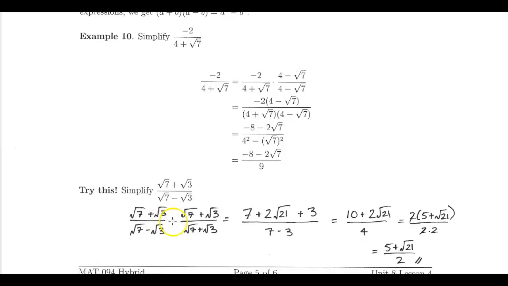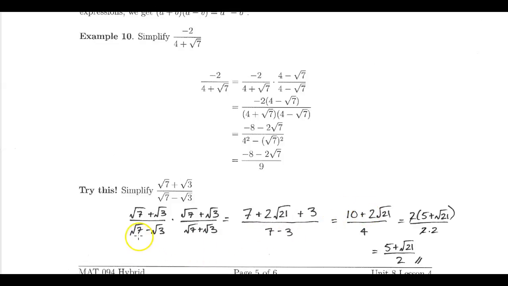So here I've done that. I've taken root 7 plus root 3 over root 7 minus root 3, and I multiplied by the conjugate of the denominator, which is root 7 plus root 3. And then if we distribute the numerator, we'll have root 7 squared, which is 7. The outers will be root 21. The inners will be root 21. So we'll have 2 root 21. And root 3 squared is 3. So we'll have 10 plus 2 root 21 in the numerator.